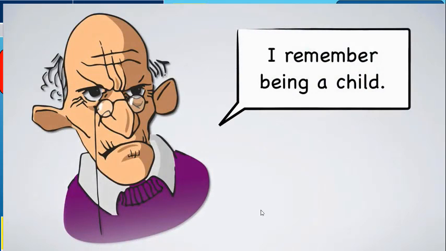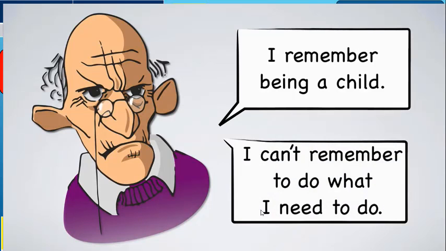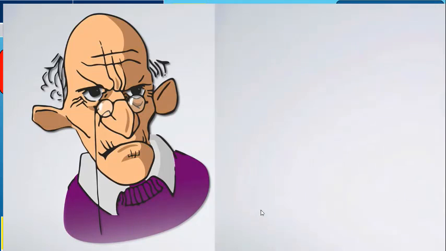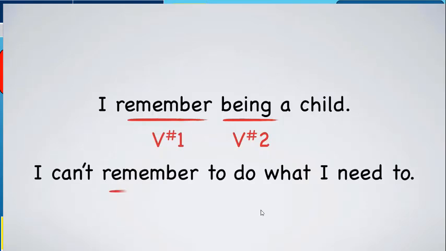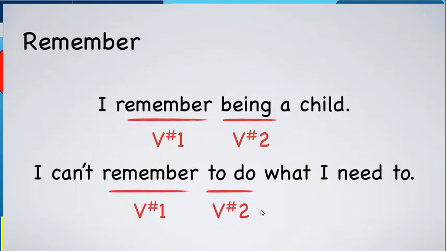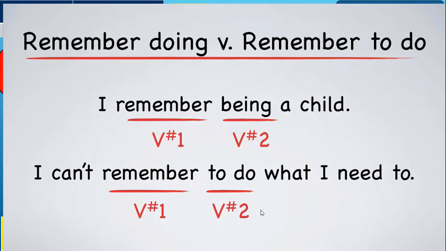That old geezer said some very interesting things. He said, I remember being a child, but I can't remember to do what I need to do each day. In the first sentence, the first verb, remember, is followed by a second verb, being. This second verb is in the gerund form. In the second sentence, the verb remember, or verb number 1, was followed by the infinitive, to do. Remember can be followed by both a gerund and an infinitive, but in each sentence, it has a very different meaning.